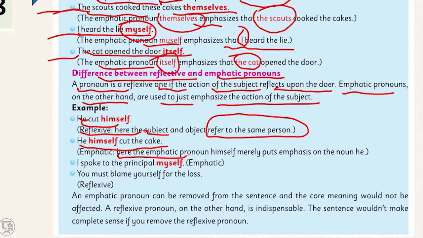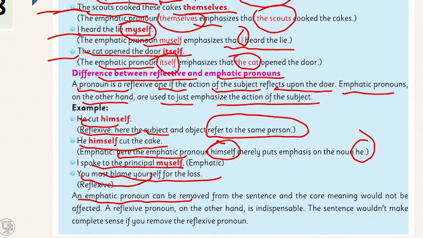अब यहाँ पर जो है आप देख सकते हैं कि emphatic pronoun himself emphasize कर रहा है, जोर डाल रहा है किस पे? The noun he पर. I spoke to the principal myself. Emphatic है ये भी. You must blame yourself for the loss. You and yourself is the same. An emphatic pronoun can be removed from the sentence and the core meaning would not be affected.